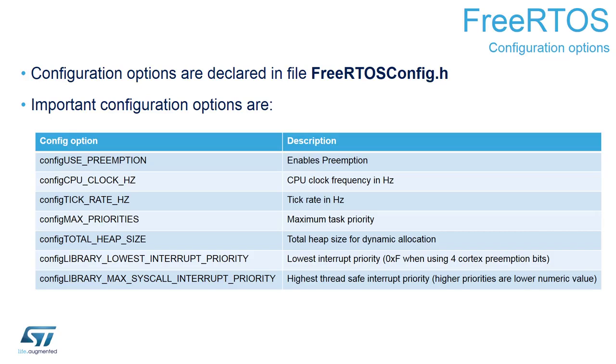Interrupts with a priority which has a lower number, so in fact a higher priority, so 4, 3, 2, 1 and 0, would be completely independent from the operating system and would not be blocked by the operating system in any context switch location or any critical sections which are used within FreeRTOS.